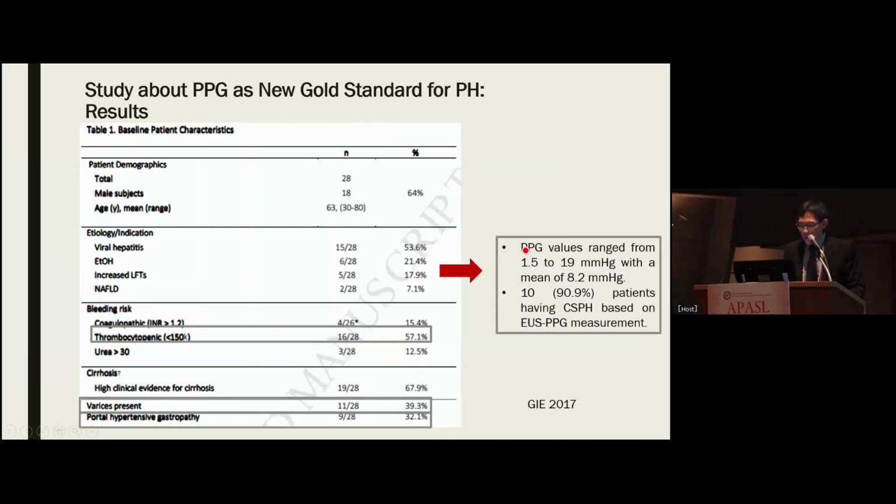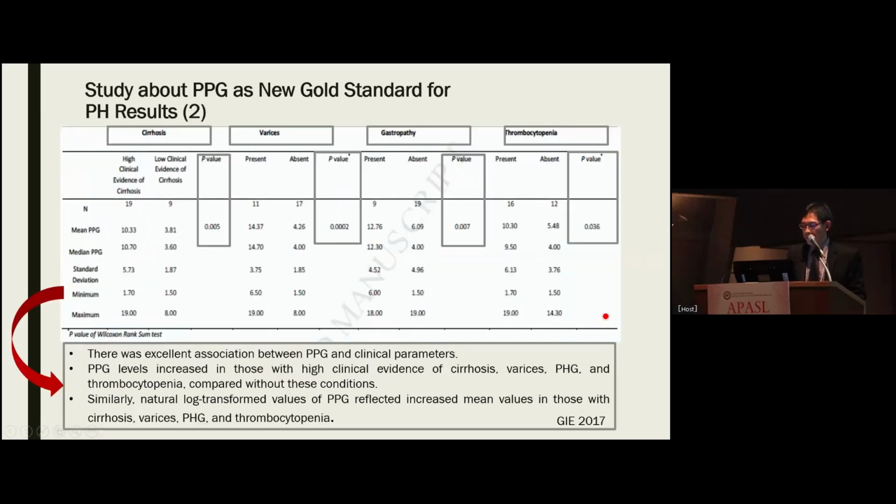Looking at this study in 2017, it was shown that with EUS-guided PPG, 90.9% were successfully diagnosed as having clinically significant portal hypertension. This study also showed an excellent association between the portal pressure gradient and many clinical parameters, where the PPG level increased in those with high clinical evidence of cirrhosis, varices, portal hypertensive gastropathy, and thrombocytopenia.